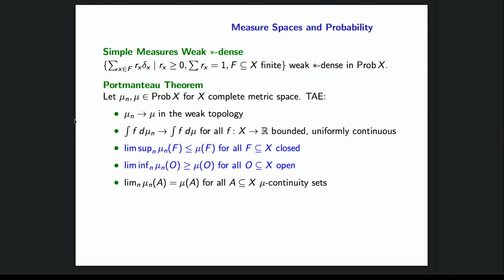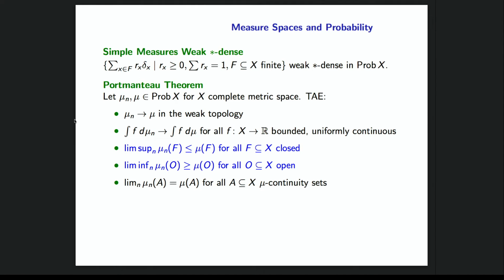The other is the Portmanteau theorem that says, here's a collection of ways to think about how measures converge weakly. So it's equivalent that mu n converges to mu weakly, or that integrating against any bounded uniformly continuous function, the integral of f d mu n converges to the integral of f d mu. And then these two that I've highlighted in blue are set-theoretic conditions.